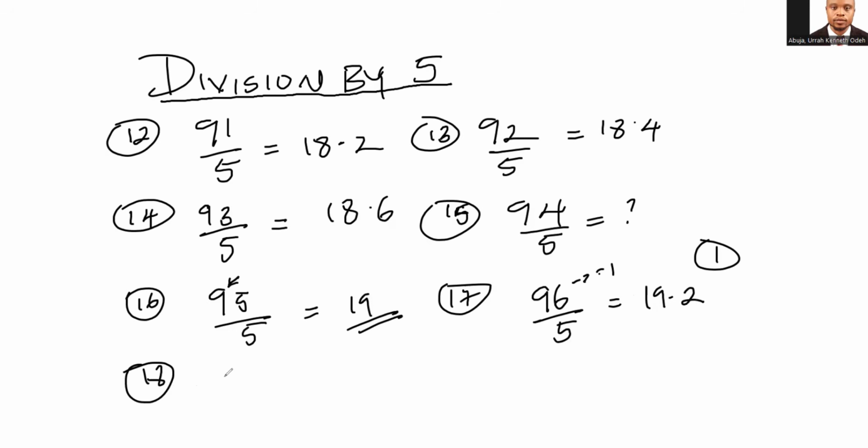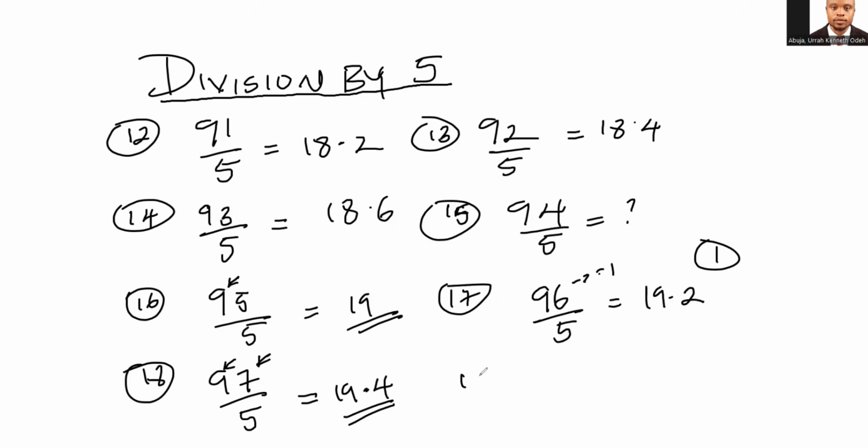Number 18. Now for number 18, we're having 97 divided by 5. And 97 divided by 5, we have 7 plus 7, add 7 to itself, you get 14. So you write 4 and carry 1. You add this 1 to it, add this number to itself. 9 plus 9 gives us 18. 18 plus 1, 19. So this is 19.4.